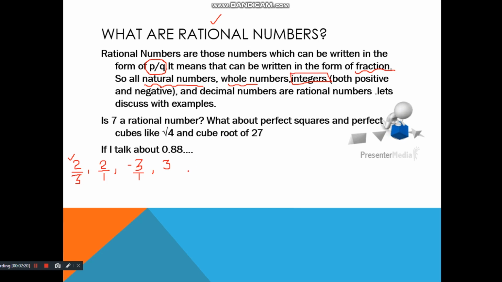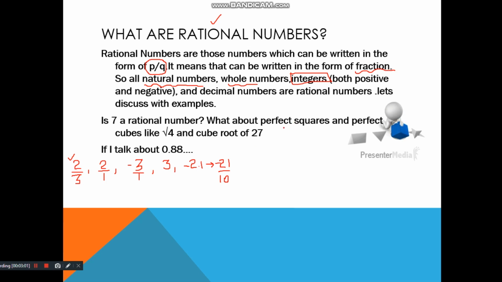Now let's discuss decimal numbers like 2.1. Can 2.1 be written as a fraction? Yes, like 21 over 10. So 21 over 10 is in fraction form, which means decimal numbers are also rational numbers. What if I put a minus sign with a decimal? Is it rational? Yes, it's a rational number. So all decimal numbers, whether positive or negative, are rational numbers. Is 7 a rational number? Yes, because it can be written as a fraction.